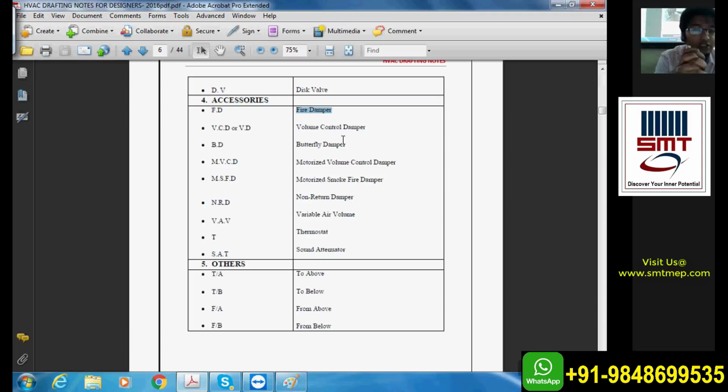Fine. So after that one you have a MVCD, which is a motorized volume control damper, similarly like a VCD, which is normal, which is manual, that is motorized. Then you have some motorized smoke fire damper, which is actually nothing but a fire damper in itself, but that is having a sensor. There is NRD, non-return damper.